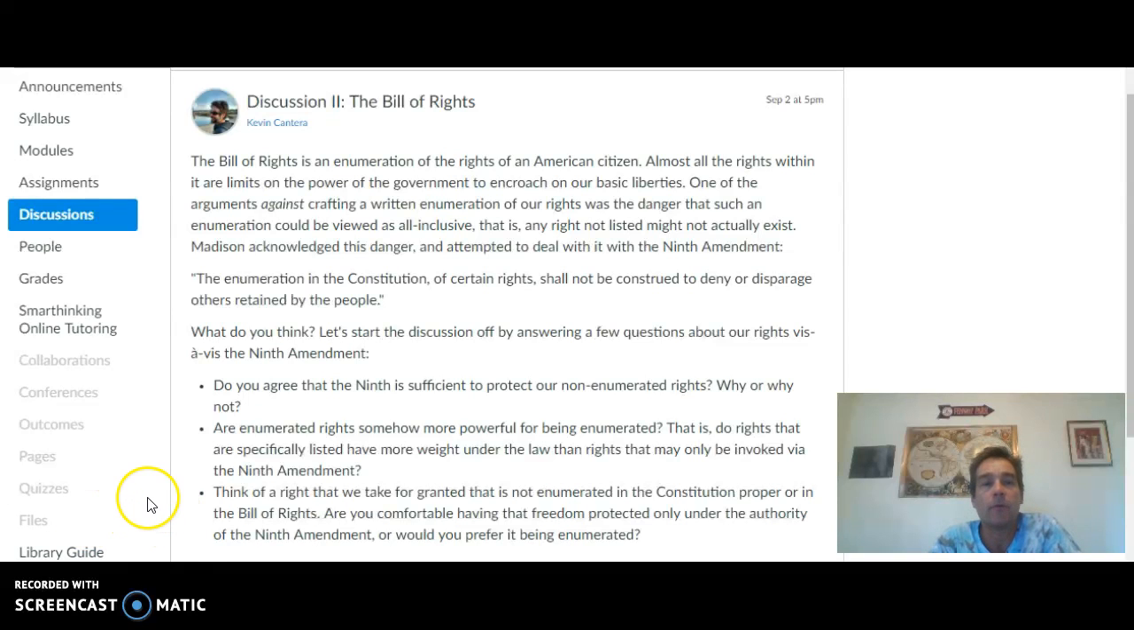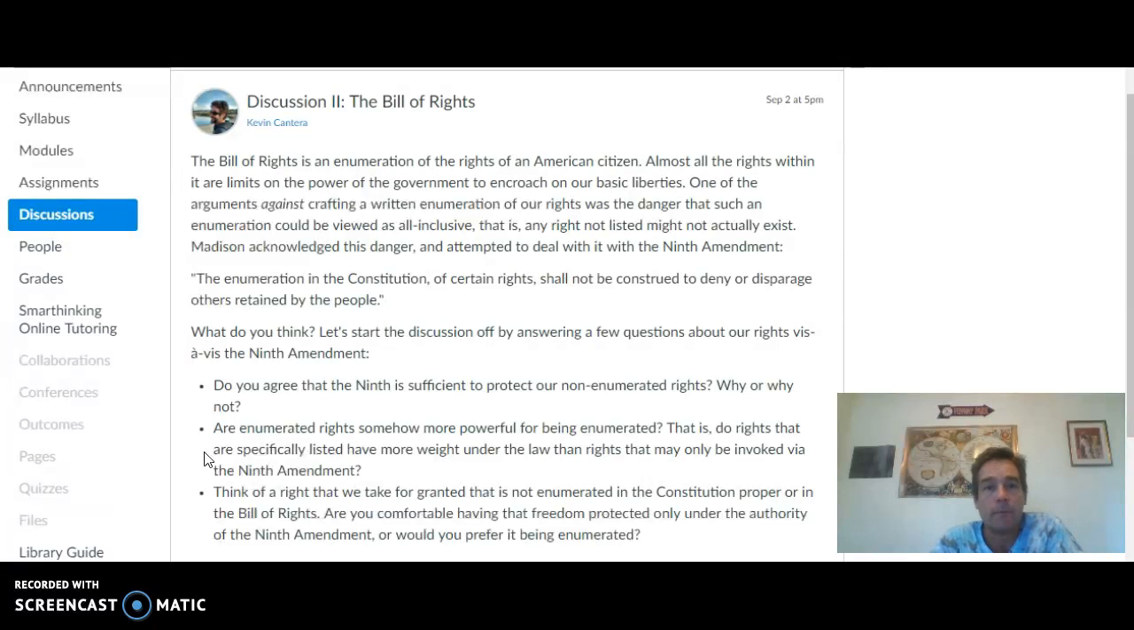Okay, hi. So for discussion two, as we're talking about the Bill of Rights this week, I thought we'd have our ongoing discussion talking about one of the issues that arises whenever you craft a Bill of Rights. The problem of having a certain set of rights enumerated versus just all the rights that we believe as citizens we are entitled to.